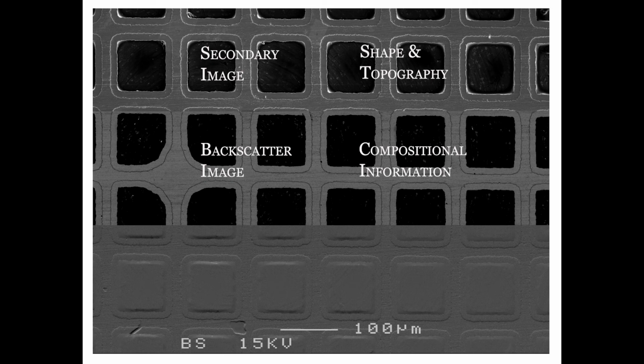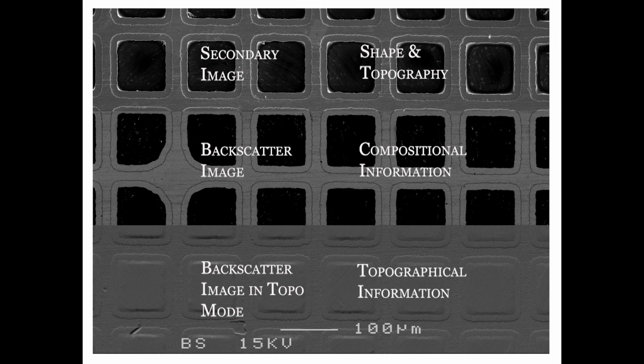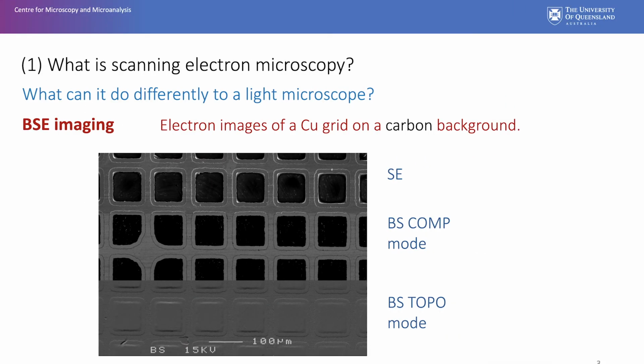The bottom third of this image here is also taken with a backscatter detector, but it's using backscatter topo mode. And topo mode doesn't give us any compositional difference but shows us the topography. Different types of electrons collected by different detectors gives us different imaging capabilities.